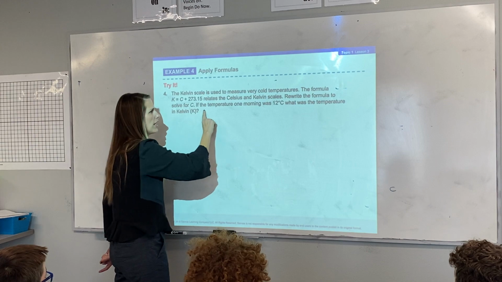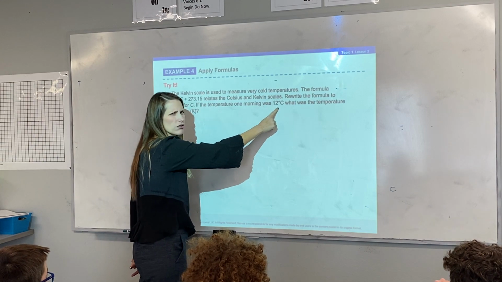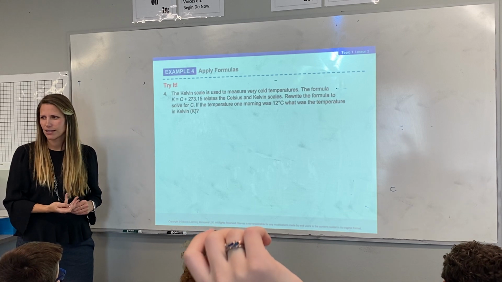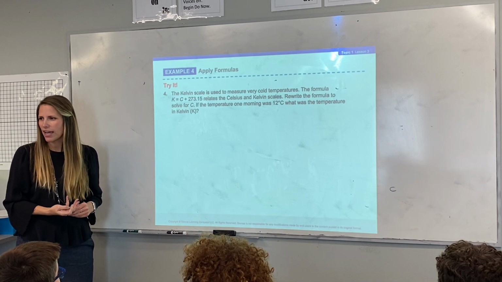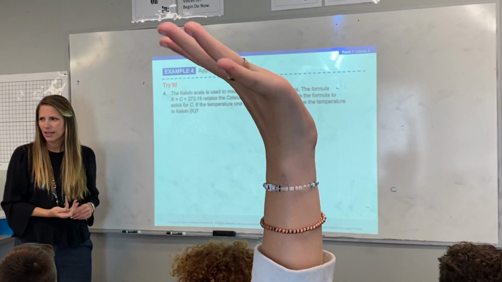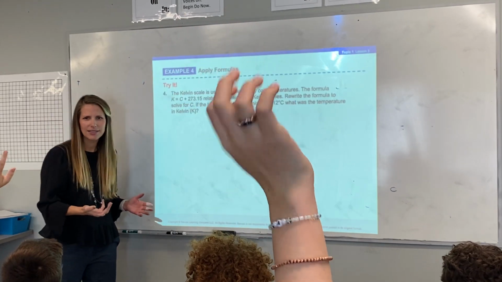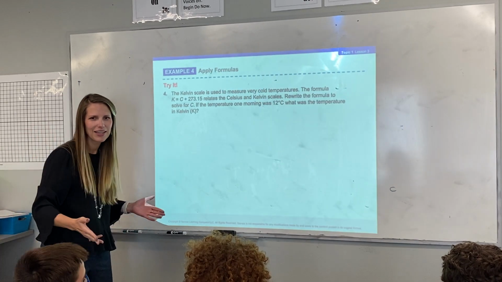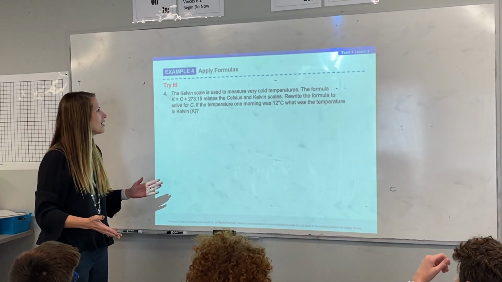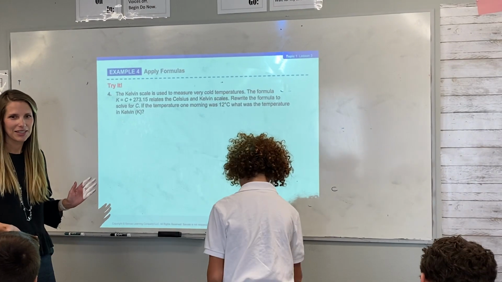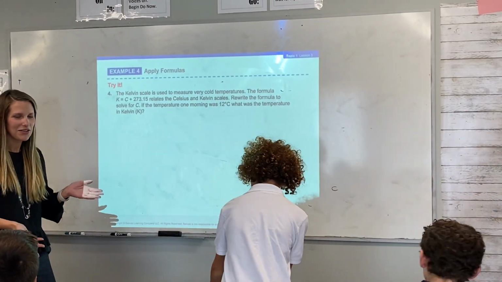Then it says, if the temperature was 12 degrees Celsius. It wants us to do that exact thing we did where we flip the equation around, rewrite it, and then solve it correctly so we can figure out K. Yes, go ahead. It'd be 273.15 plus C, but on the other side, so then it'd be ending up with 273.15 plus M equals C.